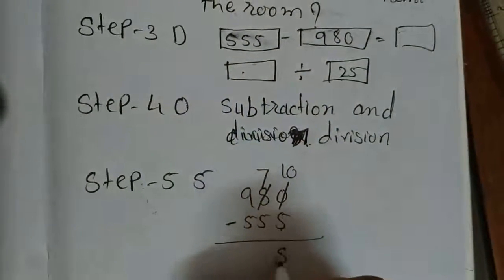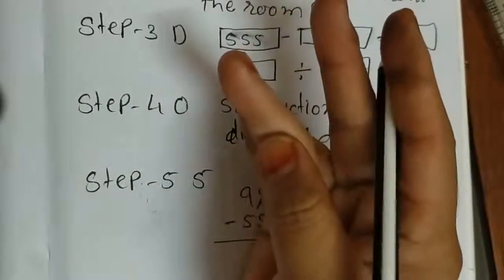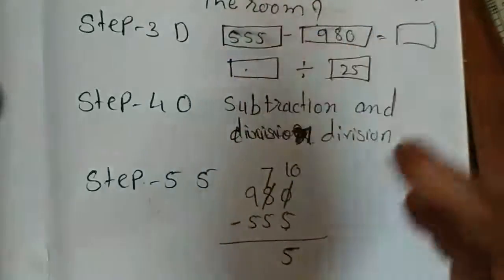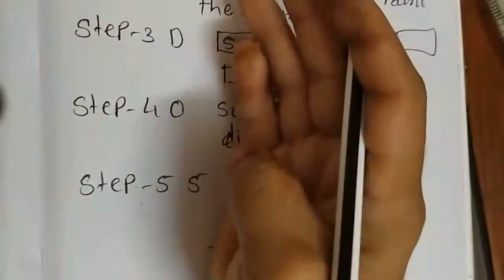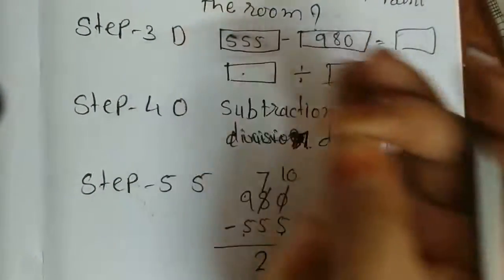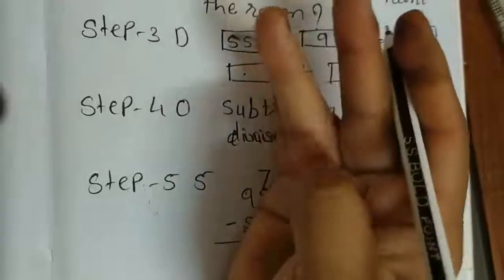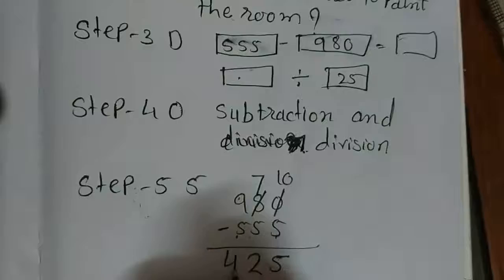So here we have to write 5. 7 minus 5. 7 on your finger: 1 2 3 4 5 6 7. Cut 5. The remaining number is 2. So here we have to write 2. 9 minus 5. 9 on your finger: 1 2 3 4 5 6 7 8 9. Cut 5. The remaining number is 4. So here we have to write 4.